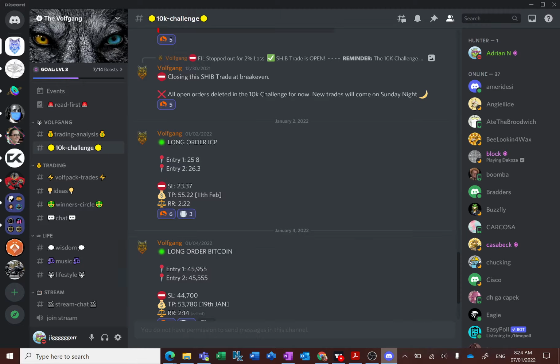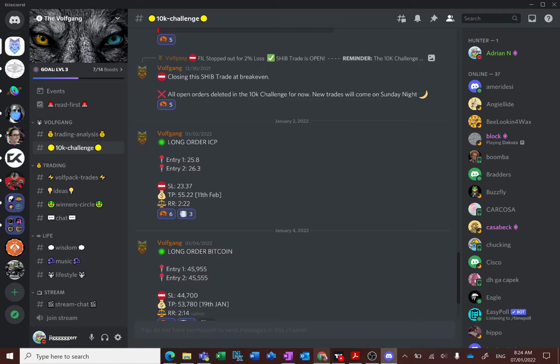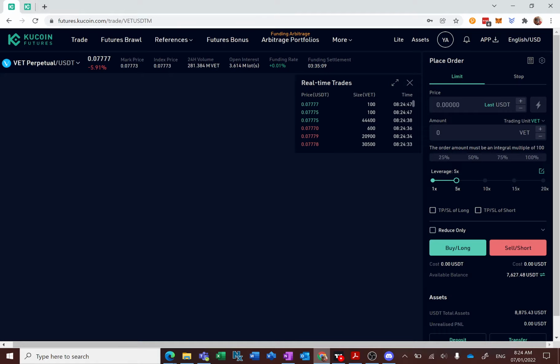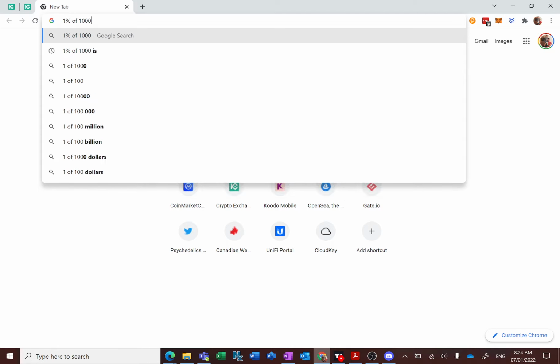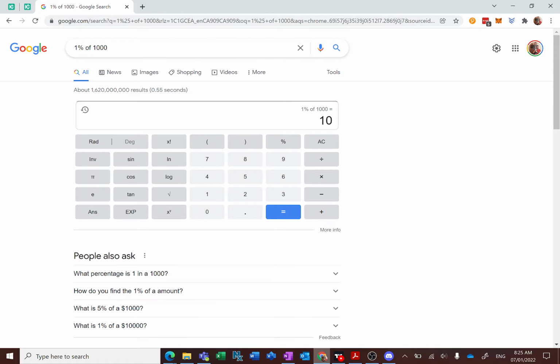So what we're going to do is go into KuCoin and imagine that we have a $1,000 portfolio. If the risk we're willing to take on is 1% of our overall portfolio, then what's 1% of 1,000? If you're having trouble figuring this out, 1% of 1,000 is $10. That's the max that you're willing to lose in a given trade, $10. So let's go into KuCoin.